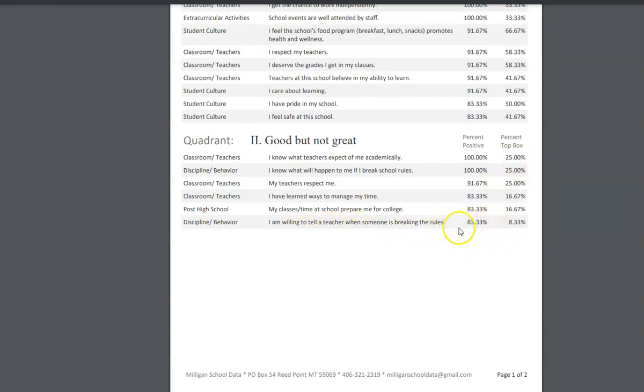A lot of students answered 4 on that question, but not a lot answered 5. And so if you wanted to make a goal around this, you could possibly say that next year when we take this survey, we will have 25% top box on this particular question. And that's just an example of something you can do that is a measurable goal for a strategic plan. And so that's the quadrant 2, this good but not great category.